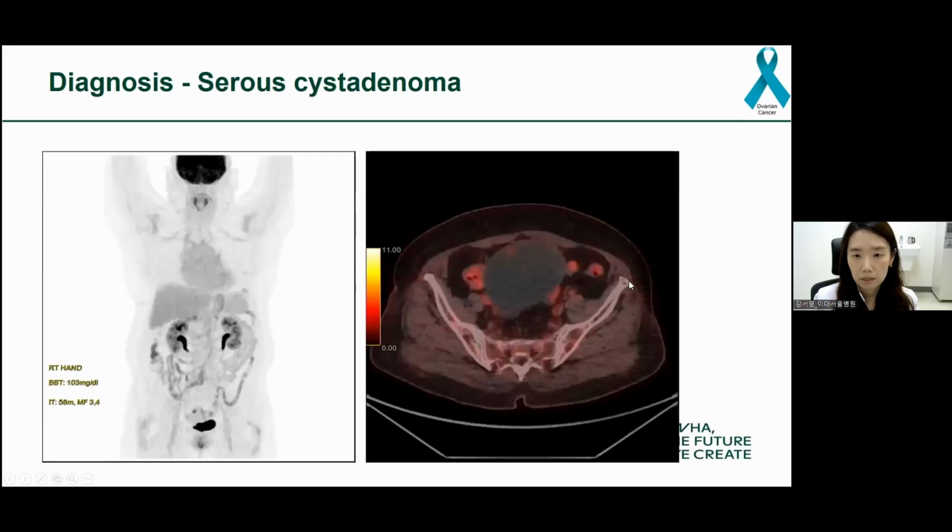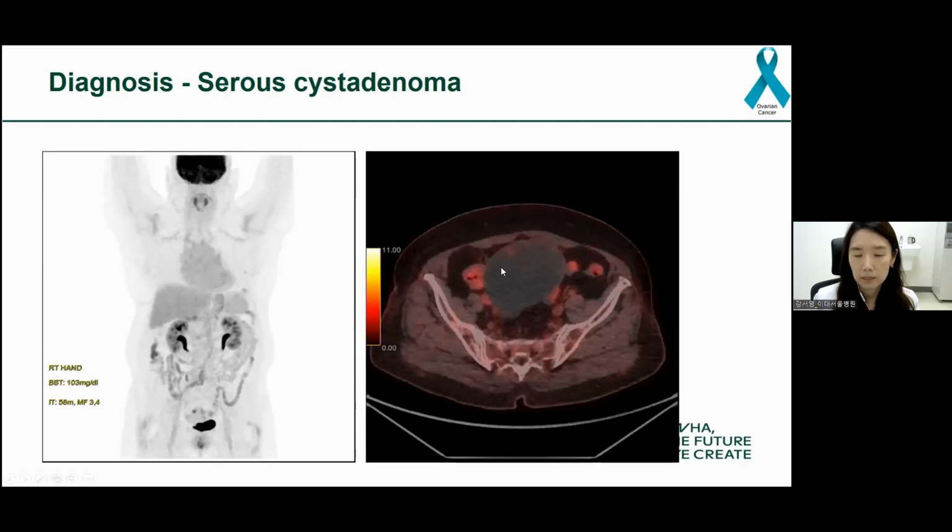This is another case. There is a cystic mass with a mild hypometabolic solid portion in the pelvic cavity. There is no evidence of distant metastasis in the abdominal cavity and the thoracic cavity. So yeah, maybe you can think this is probably low-grade ovarian cancer, borderline cancer, or cystadenoma. Yeah, the finding was serous cystadenoma. So yeah, it is very understandable.